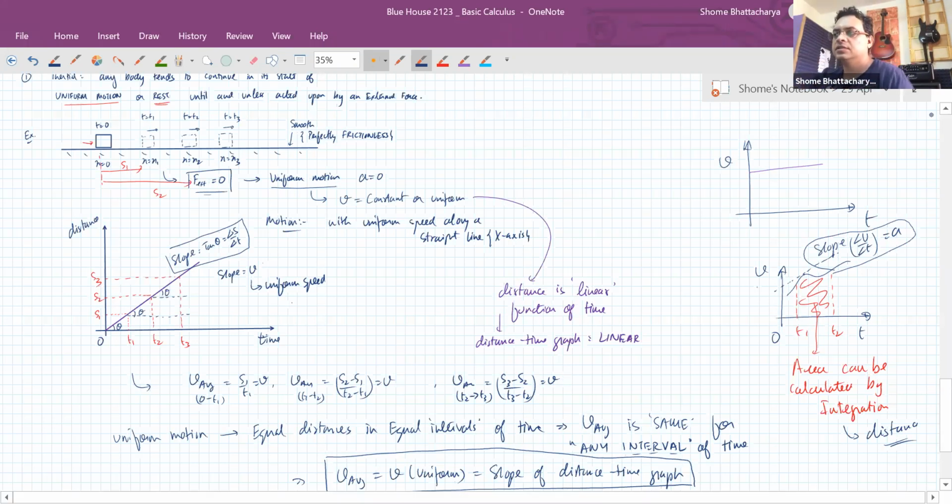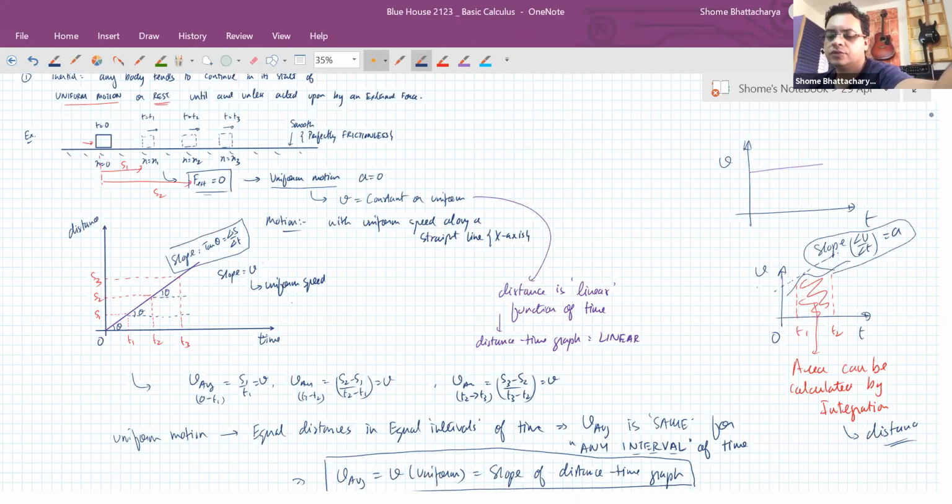Sir, if the graph is a curve, then what type of function would it be? Very good question, and I'm coming to that. One example would be that it could be a quadratic function. Like here, what is the formula of distance s versus time t? It is v into t. But if we have, let's say, a quadratic term, like ut plus half at square, where a is a constant and u is a constant, then the graph between distance and time will not be a straight line anymore. It will be what is called a parabolic curve.